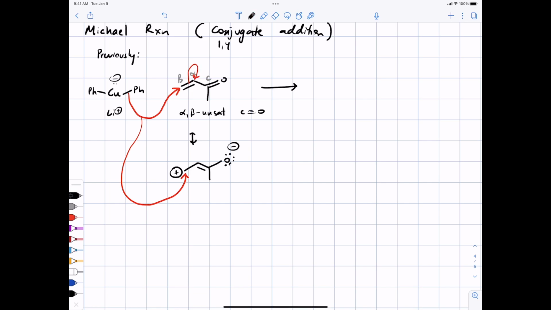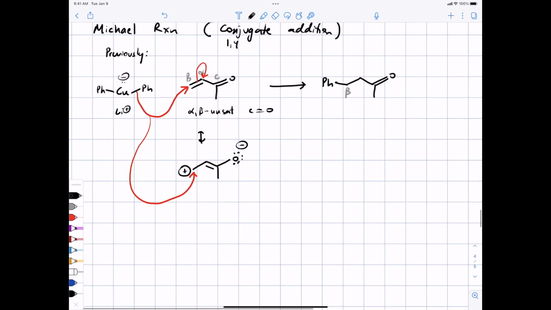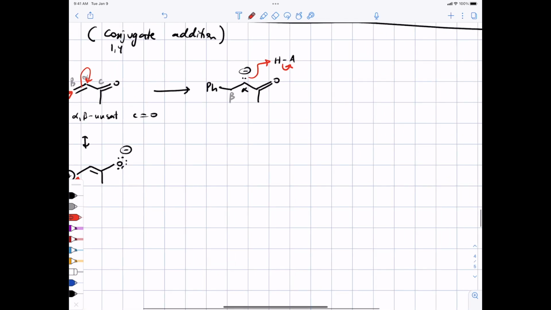The negative charge ends up on the alpha carbon where it is stabilized by resonance. Your phenyl group from the cuprate ends up on the beta carbon, and then you pick up a proton on the alpha carbon during aqueous workup. We won't be very specific about what the acid is.